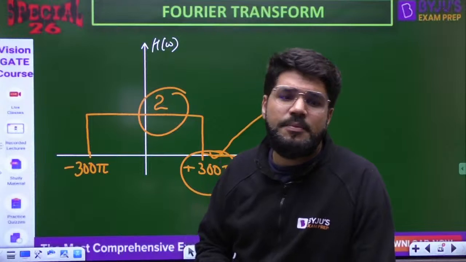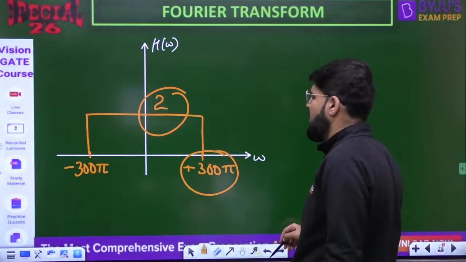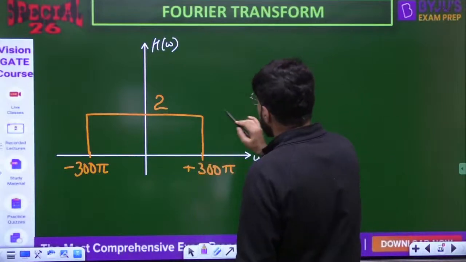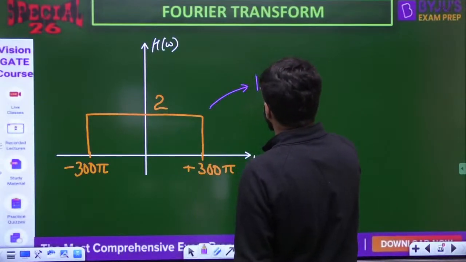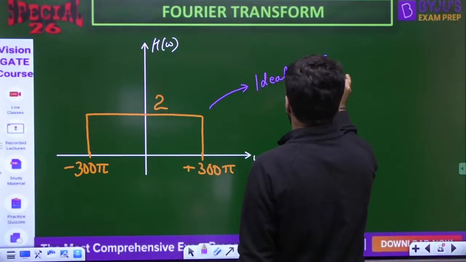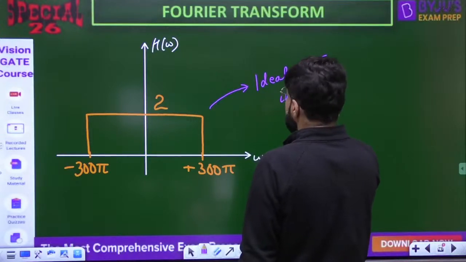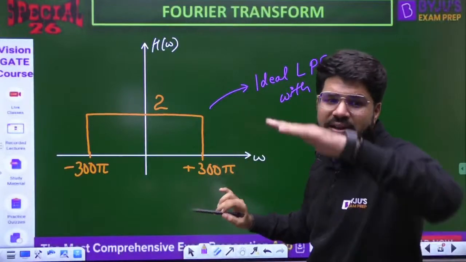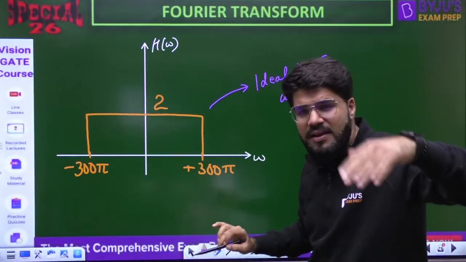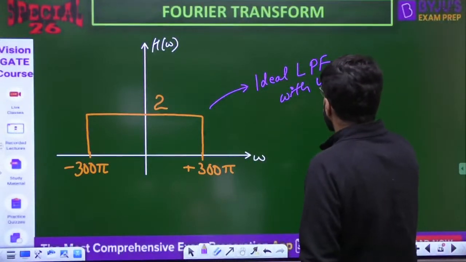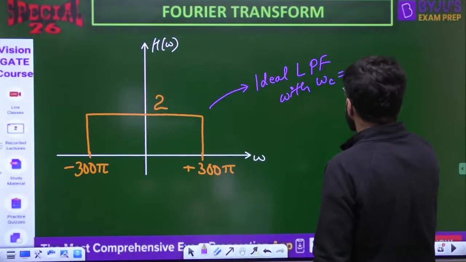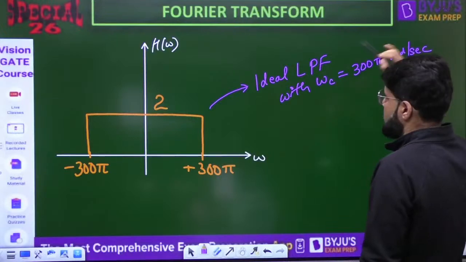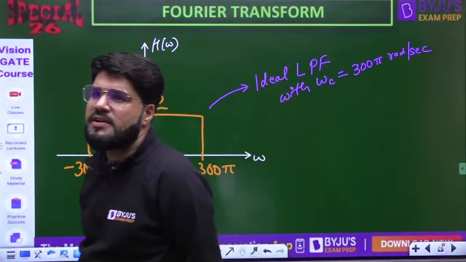It is going to block that particular frequency, and everybody must be knowing at this point of time what we call it. It is nothing but an ideal low pass filter. It passes all the frequencies up to a particular frequency. Beyond that it rejects, and that too ideally. Ideally means up to that frequency equal gain, beyond that 0 gain. So what is that cutoff frequency? That cutoff frequency here is 300 pi radian per second. That is the ideal low pass filter.